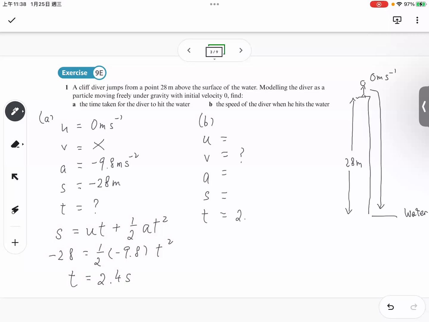This time we have 2.4 seconds for T. We have S is equal to negative 28 meters, with A is negative 9.8 meters per square second, and also U is 0 meters per second.